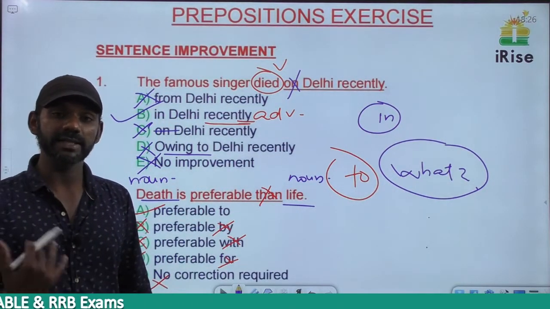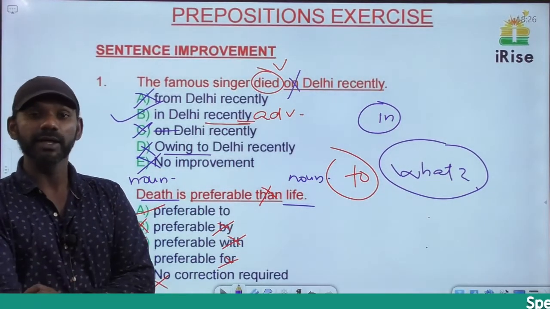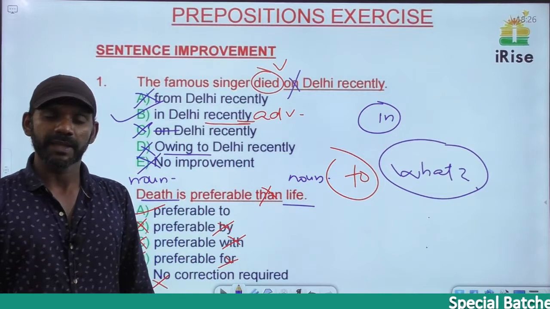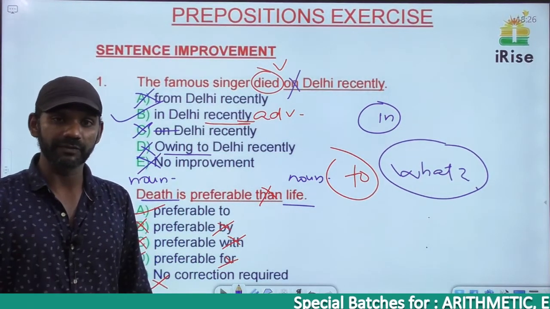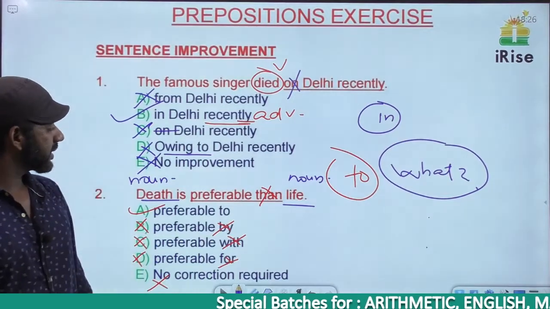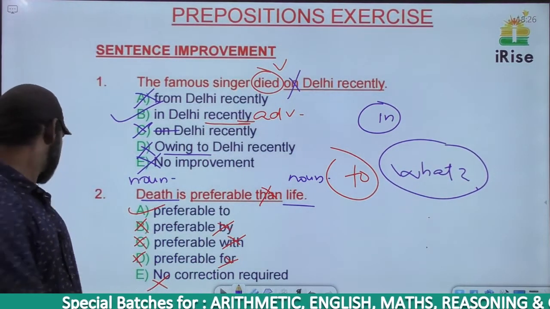Live is also an adjective. If live is used as a verb, it's pronounced as live. If it is used as an adjective, like live performance, it is pronounced as live, right? So death is preferable to life. Death is a noun. Life is also a noun.